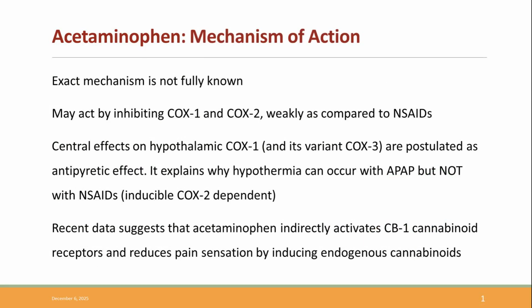The precise mechanism of acetaminophen remains incompletely understood. It appears to weakly inhibit COX-1 and COX-2 but exerts its significant antipyretic activity centrally, at the hypothalamic COX-1 variant often referred to as COX-3. This central mechanism explains why acetaminophen can cause hypothermia, unlike NSAIDs, whose effects depend on peripheral COX-2 inhibition. Emerging evidence suggests acetaminophen may indirectly activate CB1 cannabinoid receptors by increasing endogenous cannabinoids, contributing to its analgesic action.